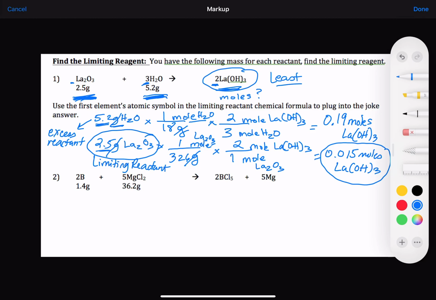In the joke up above, you're to use this symbol for number 1, La. So that's what you write down for number 1.